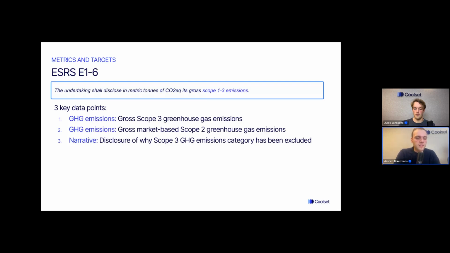So then ESRS E1, here the undertaking shall disclose in metric tons of CO2 equivalent its gross scope 1, 2, and 3 emissions. So here 3 key data points are gross scope 3 greenhouse gas emissions, gross market-based scope 2 greenhouse gas emissions, and a narrative disclosure of why a scope 3 greenhouse gas emission category has been excluded, because there are 15 Scope 3 greenhouse gas categories, and you might not include all of them. For example, Scope 3 category 15 is investments. For companies that don't work with investments, you might not need to report this, but you might want to explain why you have excluded this.